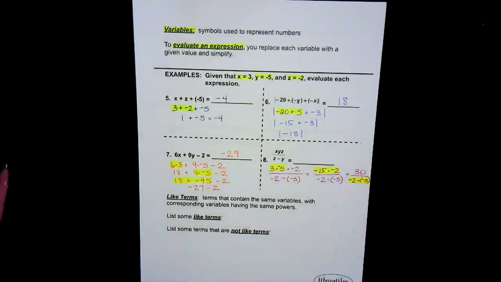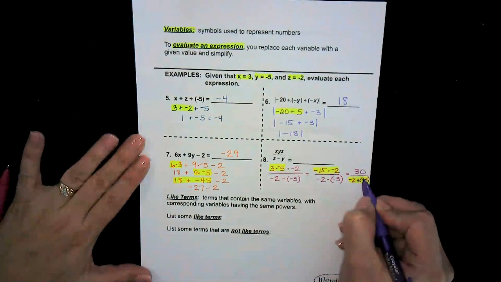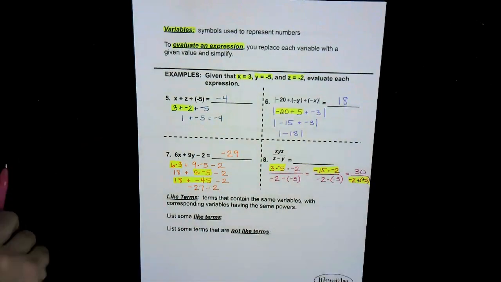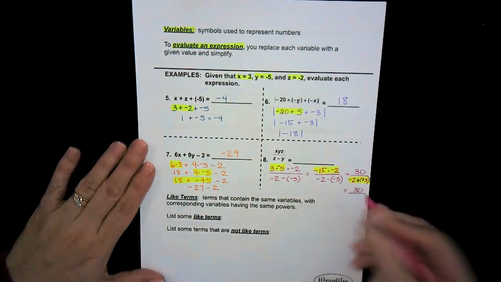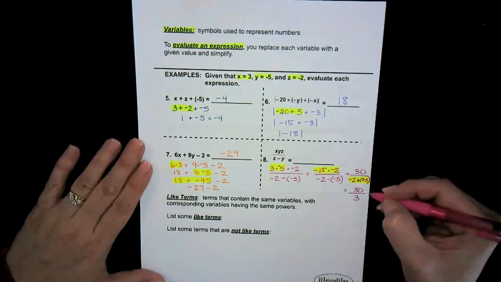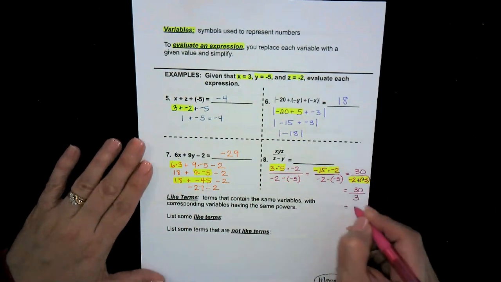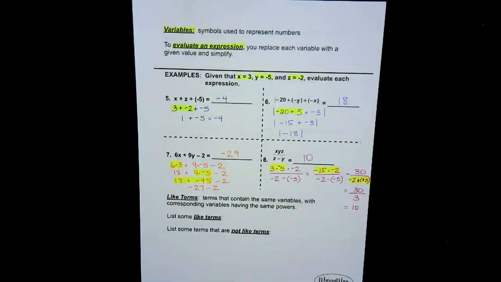I'm going to use a little shortcut that says we change the subtraction to an addition sign by changing the sign of the next number. And so that ends up being negative 2 plus positive 5 on the bottom, which is 3. And then finally, we can do the division here. 30 divided by 3 would give me 10. So 10 would be my answer there.